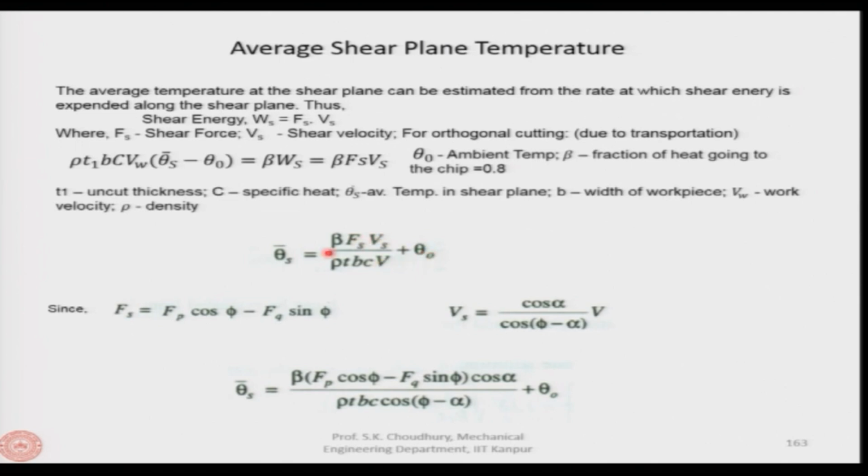Now, Fs we know from Merchant that Fs is equal to Fp cos phi minus Fq sin phi. If you remember, in the Merchant circle diagram we said that Fs is obtained through Fc and Ft, so Fp is equivalent to Fc and Fq is equivalent to Ft. Vs also we found out from the sine rule. Then we put this value of Vs and Fs, and we find that this is the final equation of the average shear plane temperature.